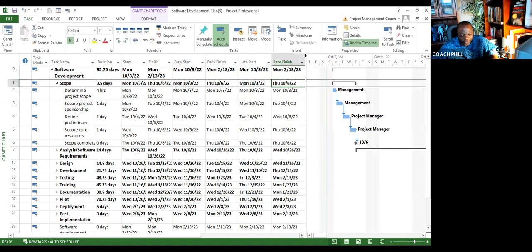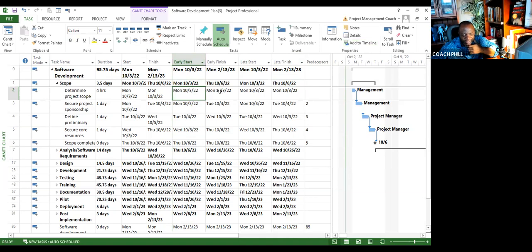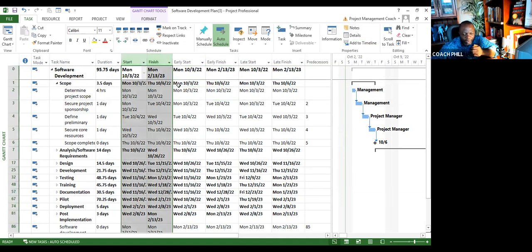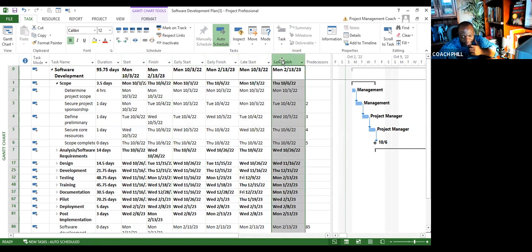So you've got these fields, and all these mean, this just means this is the earliest time you can start, and this is the earliest time you can finish based on the information you have here. Microsoft Project is intelligent enough to know, based on the information you have here, this is the earliest time you can start, this is the earliest time you can finish, this is the latest time you can start, and this is the latest time you can finish.